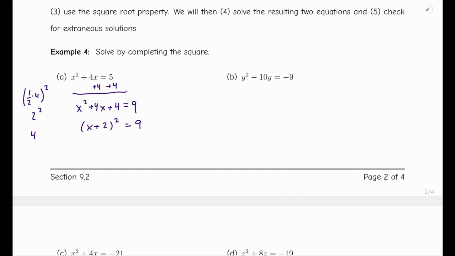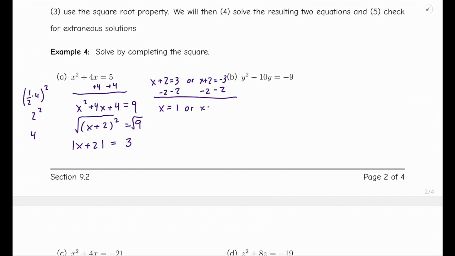And now we can use the square root property. So take the square root of both sides and get the absolute value of x plus 2 is equal to 3, which means x plus 2 equals 3, or x plus 2 equals negative 3. Subtract 2 from both sides of both equations, we get x equal to 1, or x is equal to negative 5. Now you should check both of the solutions, but they do work.